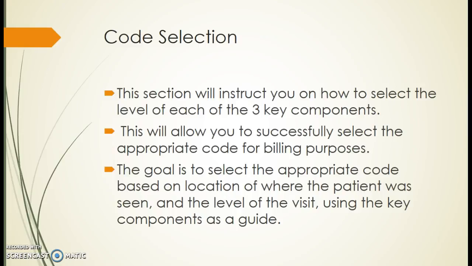Okay, so code selection. This section is going to instruct you on how to select a level of each of the 3 key components, the 3 things that we have to build an E&M code. So this is going to allow you to successfully select the appropriate code for billing purposes, and the goal here is to select the appropriate code based on location of where the patient was, where they were seen, the level of the visit, and then using those key components as a guide.